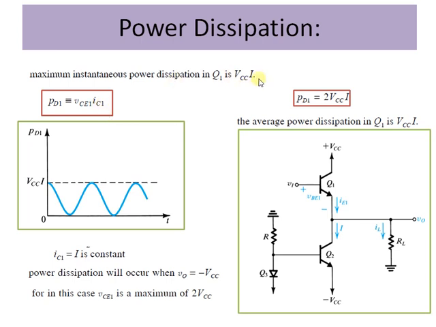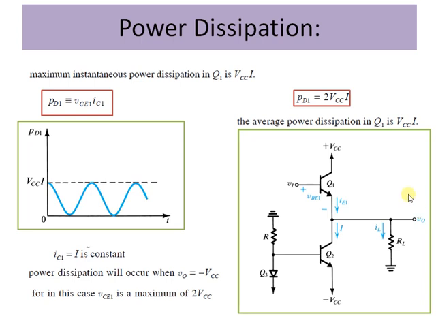And this VCC into I is equal to the power dissipation in the transistor Q1 when we do not apply any input voltage, that is the quiescent power dissipation. So this emitter follower transistor dissipates a large amount of power when the output voltage is 0, because when input is not applied, output also will be equal to 0.